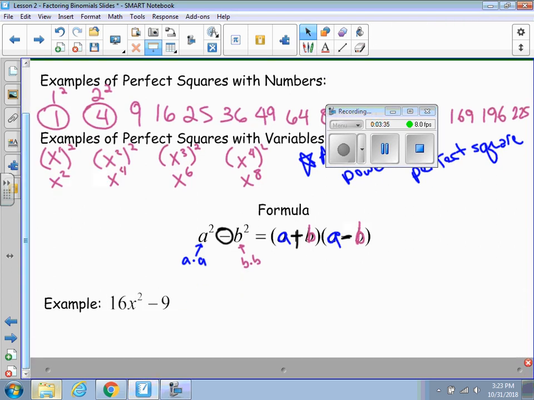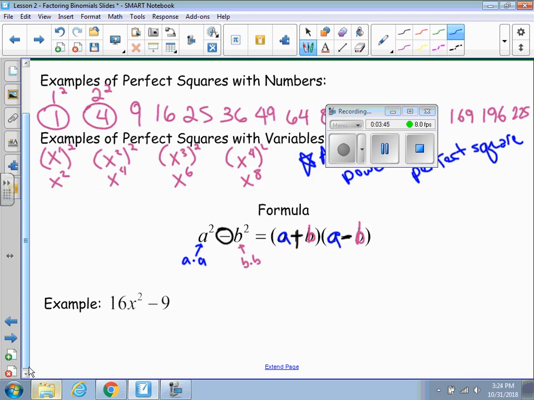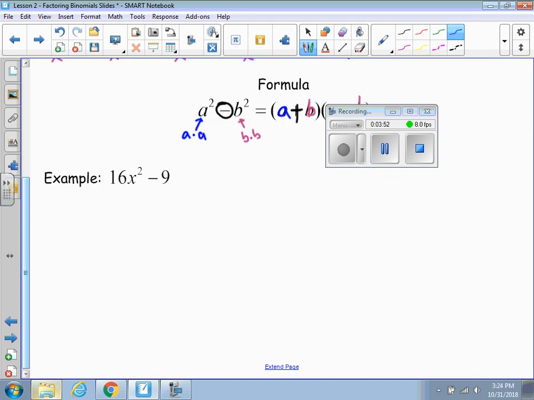So our first example here, always ask yourself the question, is there a GCF first? So 16 and 9, there's no GCF other than 1, and that's not helpful. X squared and nothing, there's no GCF between them other than 1, and again, not helpful. So let's move on to our next step, which says how many terms? Well, how many terms do we have? We have 2. It's a binomial.